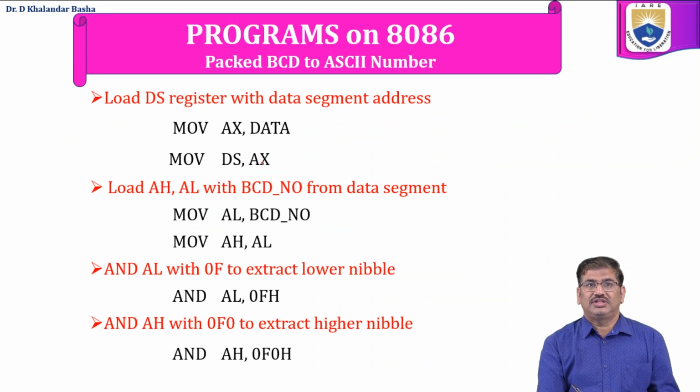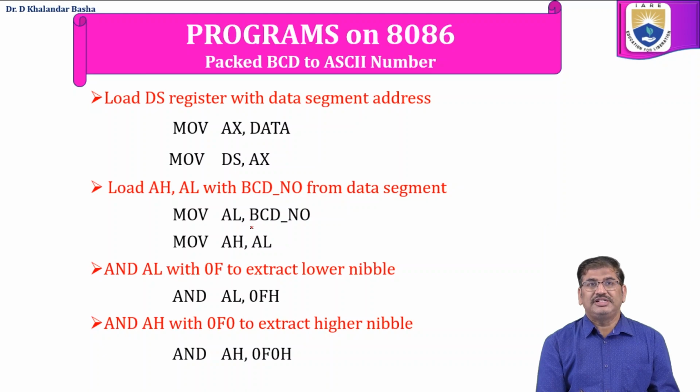The various instructions which we are going to use for converting packed BCD into ASCII numbers are, first we are taking the data in the data segment. So we are going to load the data segment address, which is assigned by the assembler, into the data segment by using two instructions, move AX comma data followed by move DS comma AX. So these instructions will load the data segment address into the data segment register.